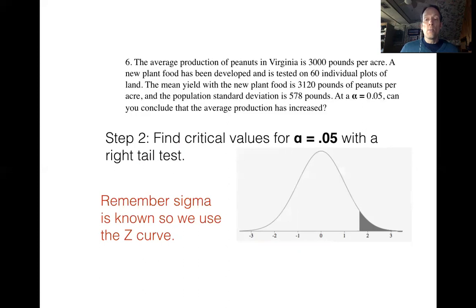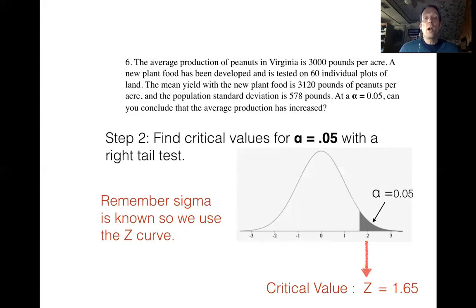Back to our curve then, what we're going to do is identify the top 5% of our curve, and shade that region in. And then in our Z table, we're going to find the Z score that matches the most closely with the top 5% of our curve. And that Z score is going to be 1.65.